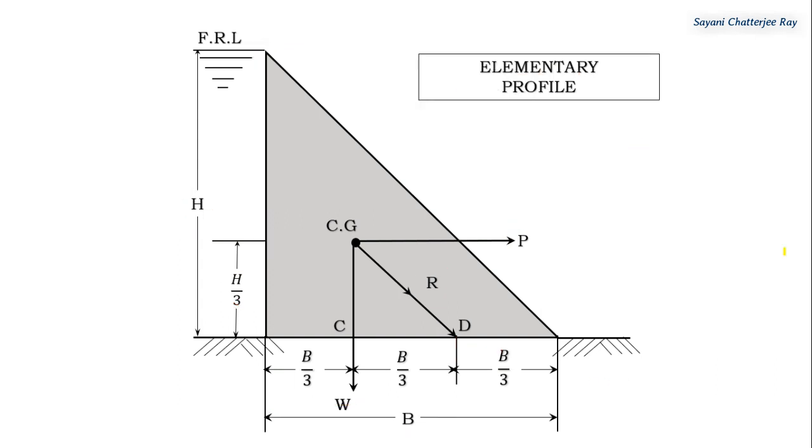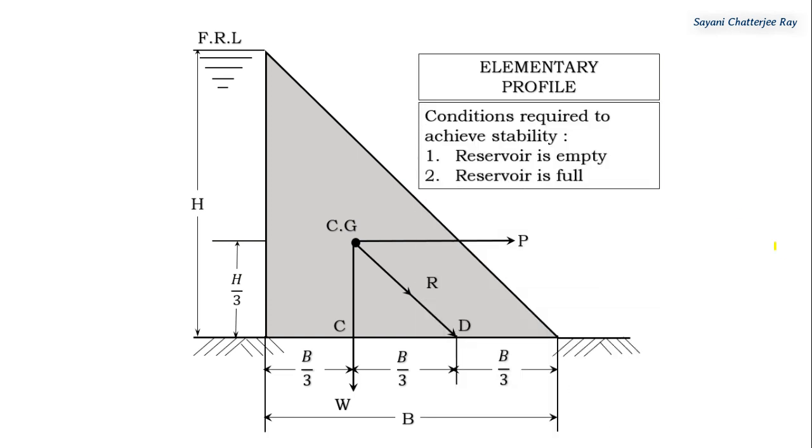Now, two conditions should be satisfied to achieve the stability of the gravity dam. Let us check what these two conditions are. First is when the reservoir is empty, and second is when the reservoir is full. When the reservoir is empty, the external force P is 0 and its self weight W passes through the center of gravity of the triangle. So the point C is at a distance of b/3 from the heel. This is the heel part and this is the toe part of the dam. Point C is the extreme left end of the middle third of the base.